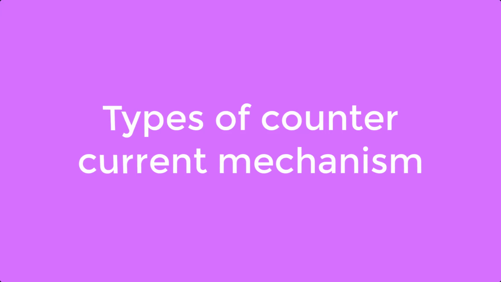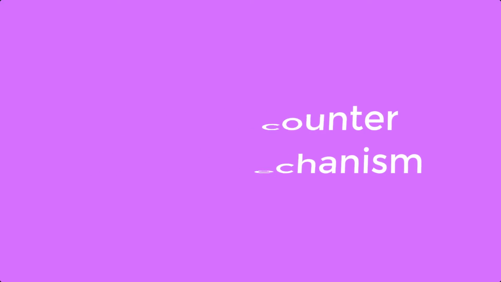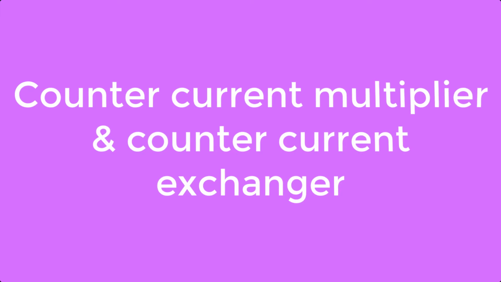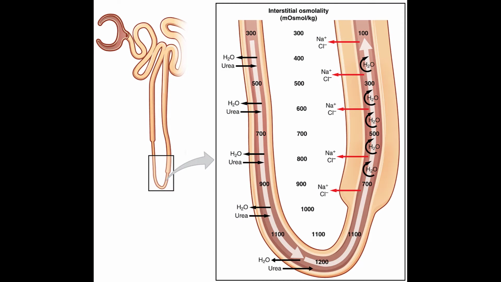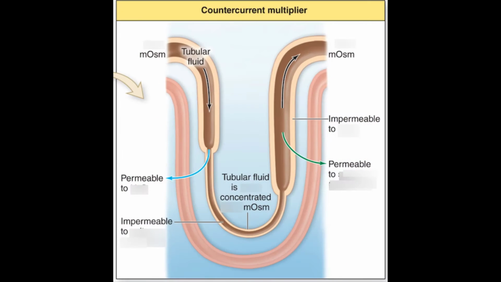The countercurrent mechanism involves two separate types of subsystems. What are they? They are namely the countercurrent multiplier and the countercurrent exchanger. First, the countercurrent multiplier. The gradient of increasing osmolarity produced by the activity of the loop of Henle in the renal medulla acts as the countercurrent multiplier. This makes the interstitial fluid in the renal medulla hypertonic.